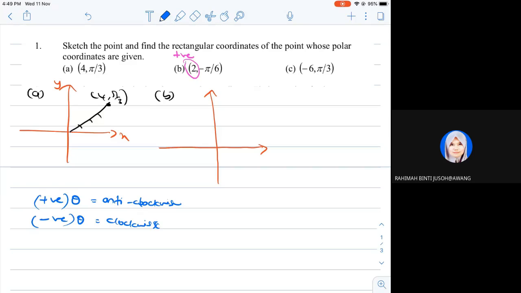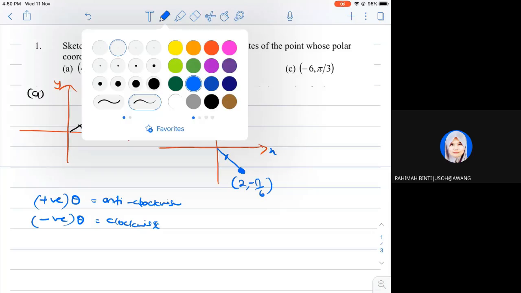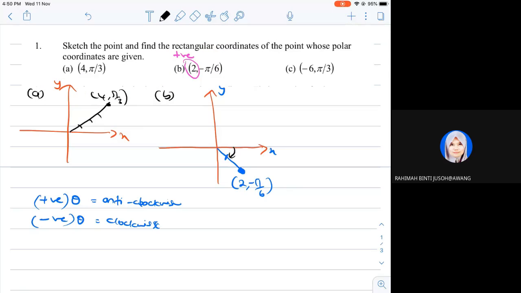So what you should do is you just need to find the negative pi over 6. Where is the position? The fourth quadrant, yes, well done. Should be at the fourth quadrant, which is somewhere here. 1, 2, so stop here. This is 2, negative pi over 6. This is the angle, clockwise, negative pi over 6.